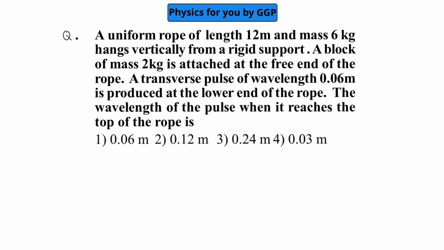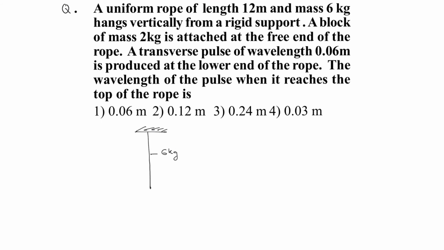So if you are just considering a rope of length 12 meter and mass is given as 6 kilogram. So assume that mass of this rope is 6 kilogram. A block of mass 2 kilogram is attached at the free end of the rope. Now we are attaching a block of mass, let's say 2 kilogram. So here you can say that tension at different points is different.